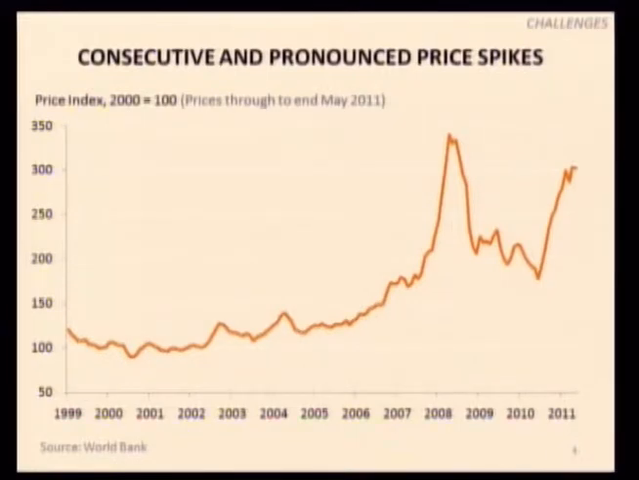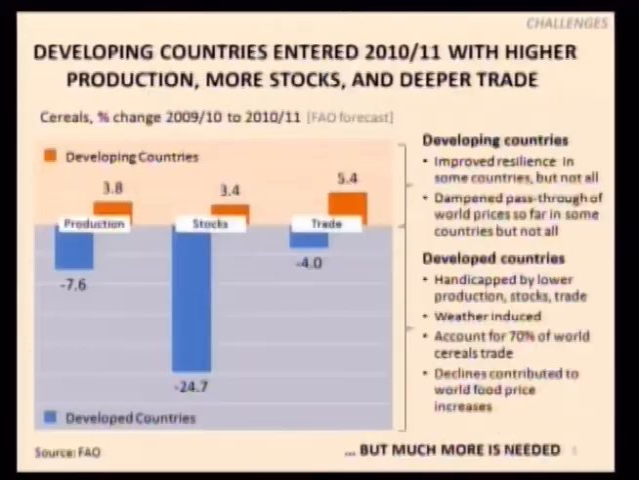But the positive news is we had the 2008 shock, and there was a significant focus. It helped focus attention of the international agencies and the donor community. There was a scale up in support for agriculture, coupled with favorable weather. And in 2010-11, a lot of the developing countries had higher production. They were more resilient to the price shock than they were in 2008, which dampened some of the pass-through of the current price spike relative to 2008.